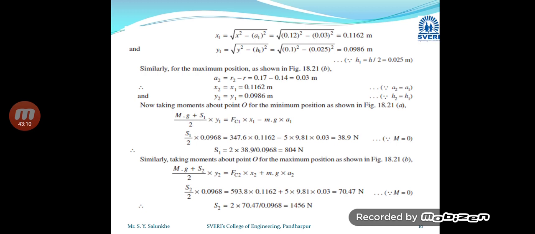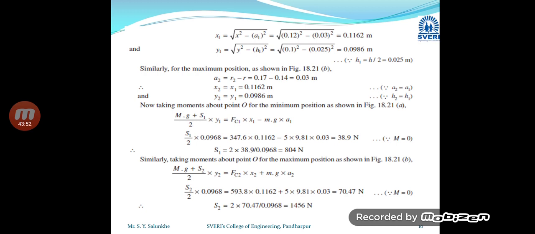Likewise x2 we are going to calculate. x2 is equal to x1, which is 0.1126, because we have considered h1 is equal to h2, hence the geometry will remain the same. y2 is equal to y1, that is 0.0986. This x1 is equal to x2 and y1 is equal to y2. Why are we going to consider it? Because we have considered h1 is equal to h2 and h1 plus h2 is equal to h. That's why.